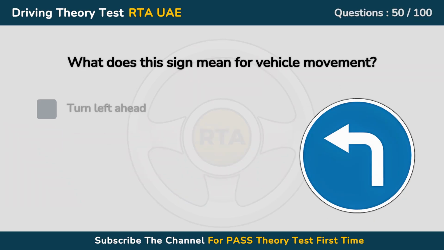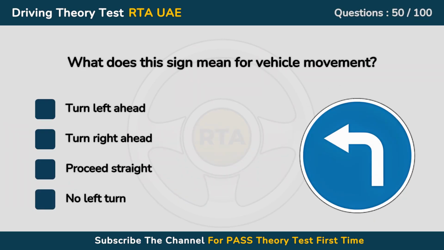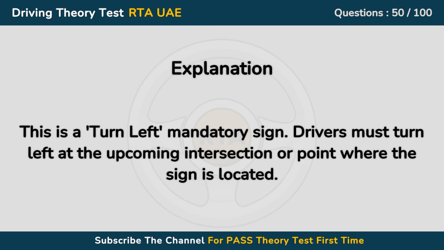Question 50. What does this sign mean for vehicle movement? A. Turn left ahead. B. Turn right ahead. C. Proceed straight. D. No left turn. Answers is A. Turn left ahead. This is a turn left mandatory sign. Drivers must turn left at the upcoming intersection or point where the sign is.